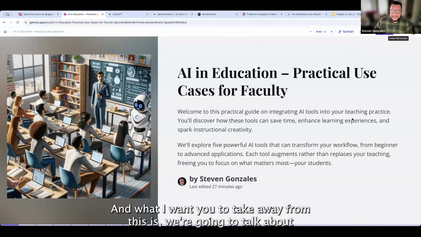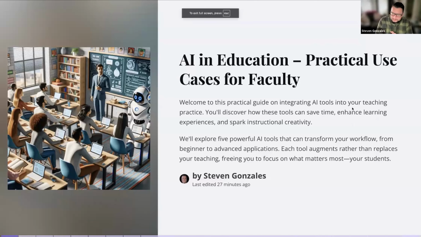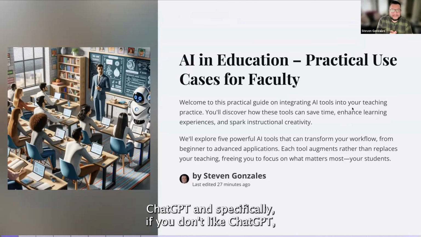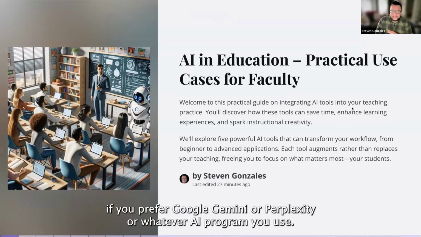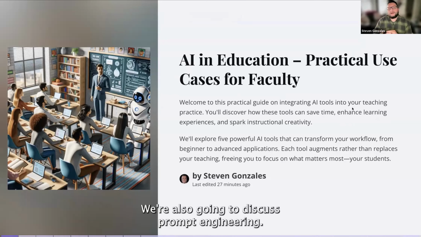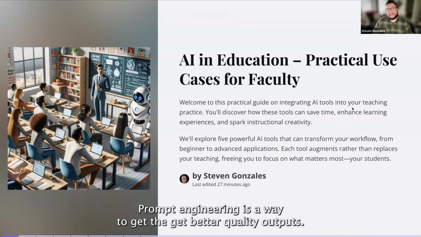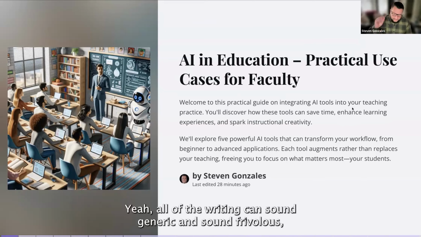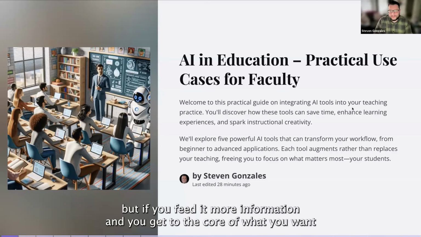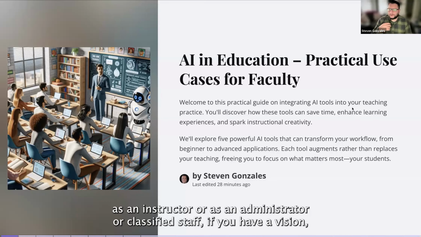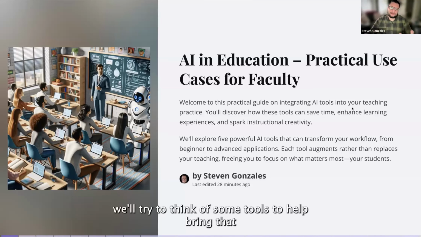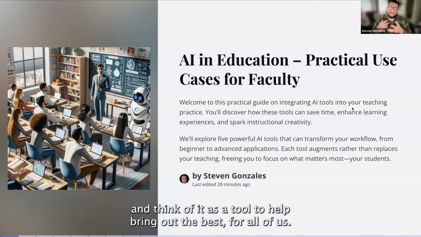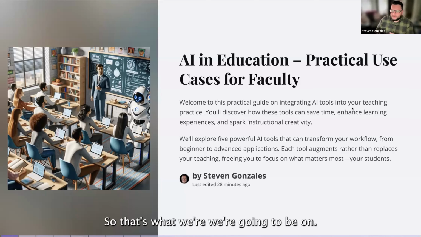And what I want you to take away from this is we're going to talk about ChatGPT, and specifically, if you don't like ChatGPT, if you prefer Google Gemini or Perplexity or whatever AI program you use, we're also going to discuss prompt engineering. Prompt engineering is a way to get better quality outputs. If you have an idea, yeah, all of the writing can sound generic and frivolous, but if you feed it more information and you get to the core of what you want as an instructor or as an administrator or classified staff, if you have a vision, we'll try to think of some tools to help bring that, think of it as a tool to help bring out the best for all of us. So that's what we're going to be focusing on.